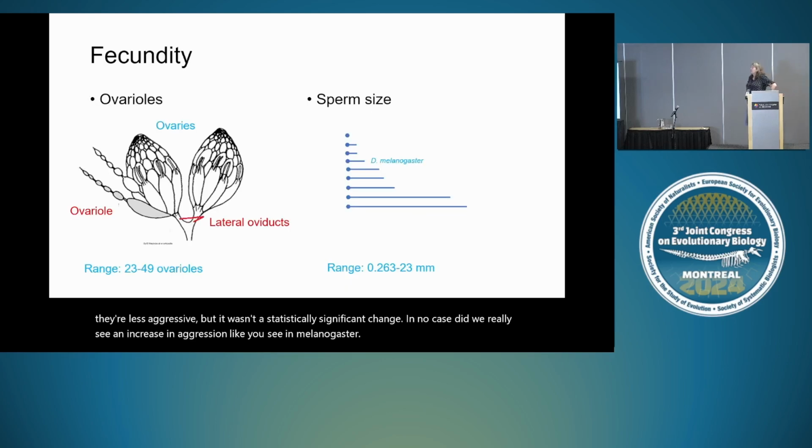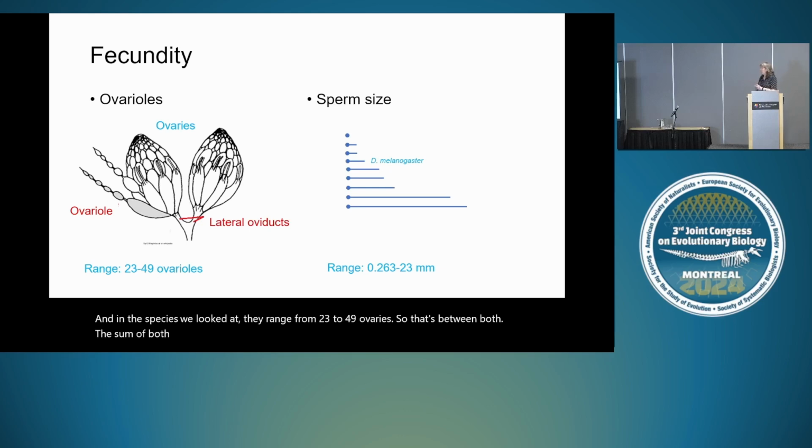Okay, so we looked at a couple other traits. One was fecundity, and we measured that by looking at ovarials. For those of you not familiar with insect ovaries, they are composed of these chains in which the eggs develop. And each ovariole is capable in Drosophila melanogaster of producing 2 eggs a day. So the number of ovarials in a species is really a measure of how fecund the females are. In the species we looked at, they range from 23 to 49 ovarials, the sum of both ovaries.